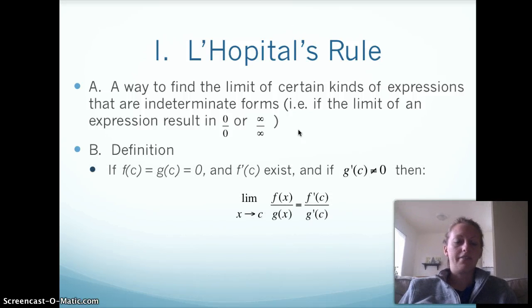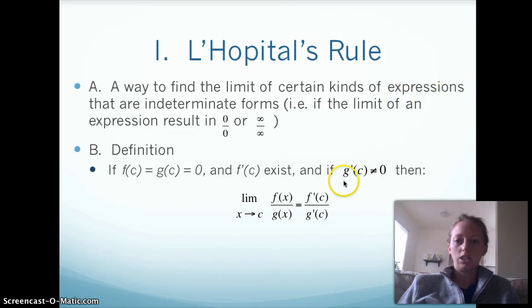The definition says that if f of c equals g of c, which equals 0. So if you have two functions where they both equal 0 and f prime of c exists and g prime of c does not equal 0, then this statement is true. The limit as x approaches c, where c is just a number, of f of x over g of x. This could be anything. F of x could equal a number, a polynomial, a trig function, same with g of x. So a function over a function, that's all that's saying. The limit is equal to the limit of their derivatives. So that's not using quotient rule, it's taking the derivative of each piece, the top and the bottom.